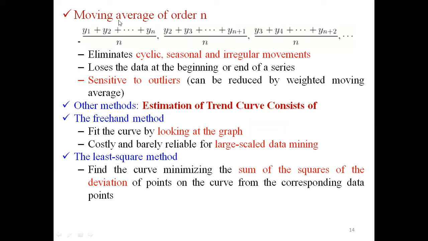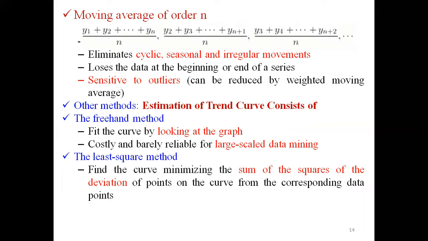Here, the moving average of order based on this one eliminates the cyclic, seasonal and irregular movement, and then loses the data at the beginning and end of the series, and it is sensitive to outliers. That means it can be reduced by a weighted moving average. That means we can reduce the outlier. Outlier, in the sense, is an object that is not in a particular cluster. It is outside the cluster.